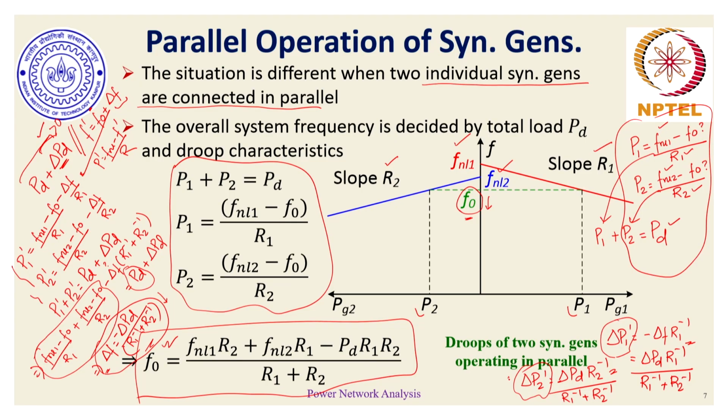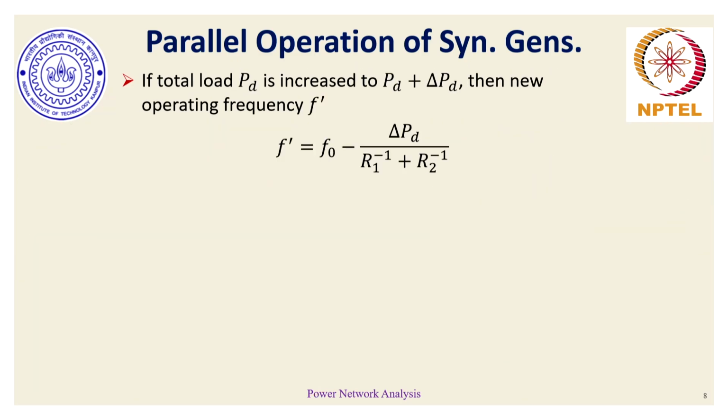A generator whose droop characteristic is smaller or lesser means its release in kinetic energy can be more. So that particular generator would tend to increase or take up more load sharing. All that is in a way summarized in this particular slide.